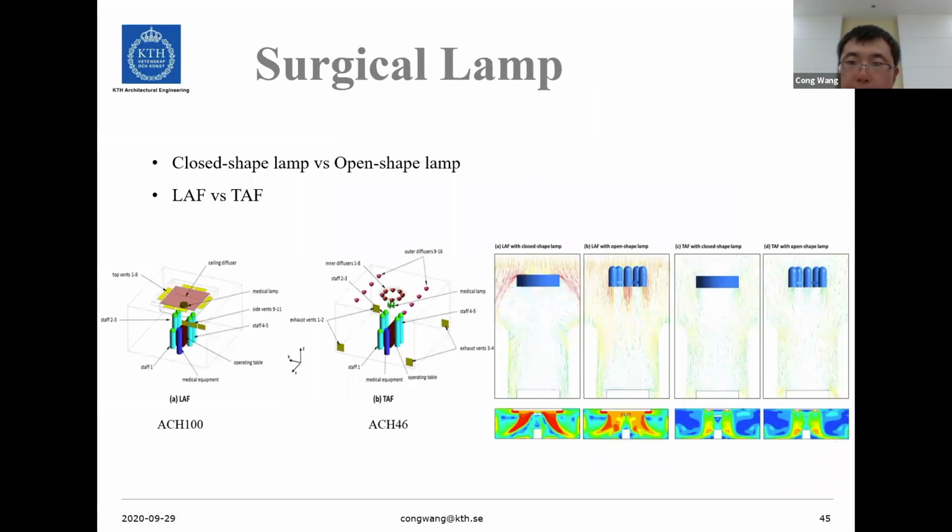Surgical lamp is another important internal disruption. In this study, we compared 2 types of surgical lamp. One is the so-called closed-shape lamp, and the other is the open-shape lamp. We compare the performance of laminar airflow ventilation and the temperature-controlled airflow ventilation.